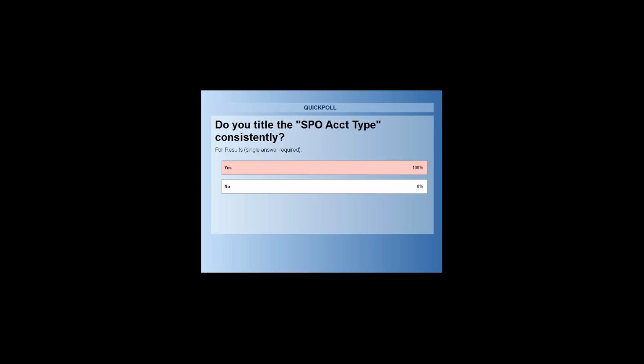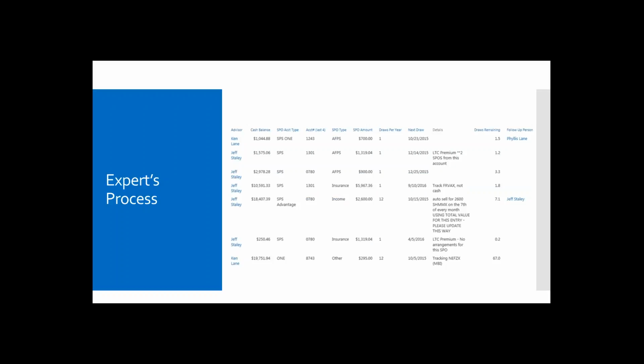All right, so yes, you're using consistency in the SPO account type, and that is helpful, having standardized language. So that's that third column in the SPO account type. It's the third column on what we have of a snapshot, because we didn't include the client name field for confidentiality reasons. The third column on our slide is the SPO account type, and it just helps to have consistency on whether it's a one account versus the SPS accounts that are not a one, and that type of thing.